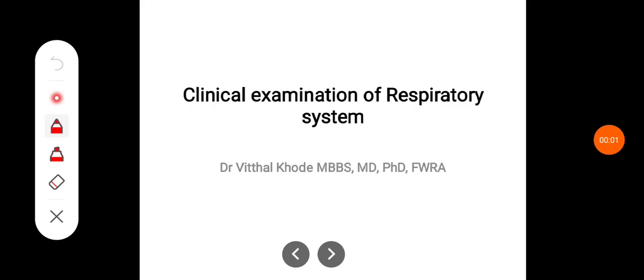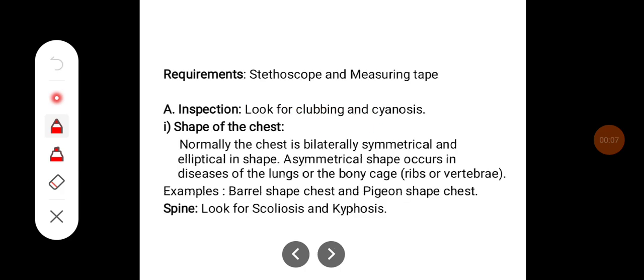Hello everyone. In this practical class, we'll learn clinical examination of a respiratory system. The requirements are stethoscope and measuring tape. Most of the systemic examination will be done under the following four headings, that is inspection, palpation, percussion and auscultation.